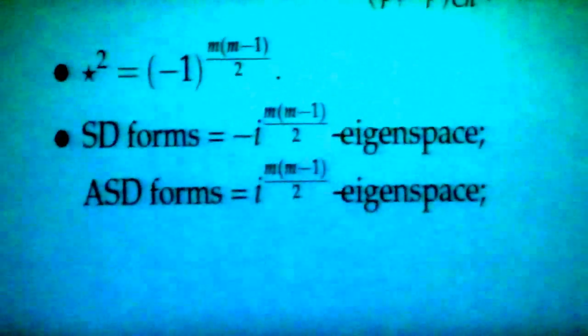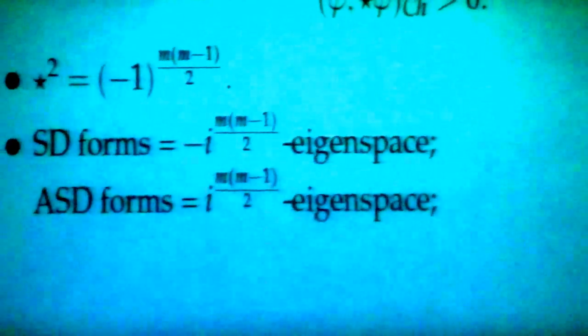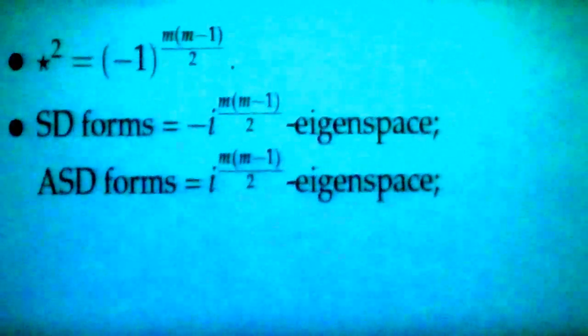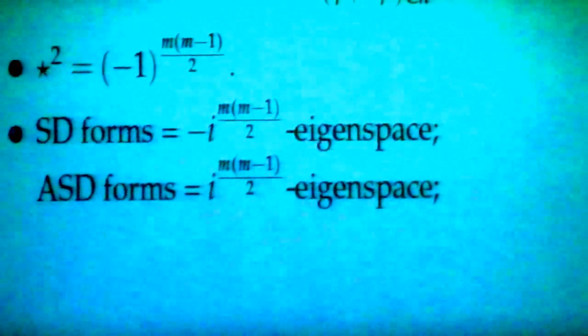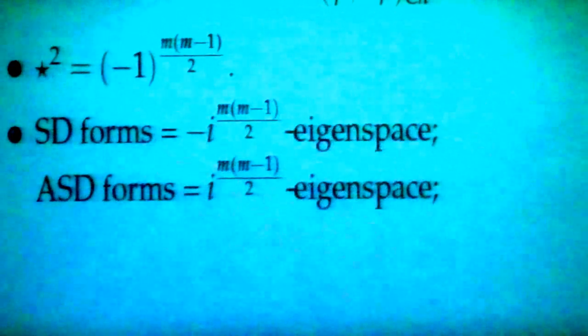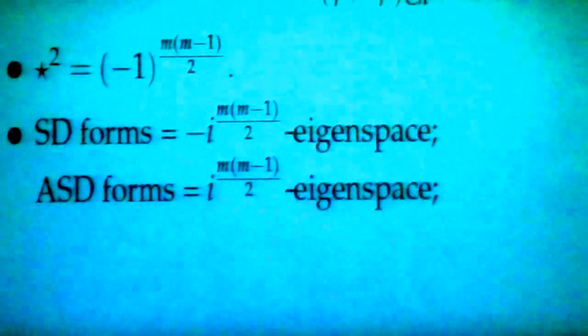Of course, in some cases, depending on the value of m, it will be that star of alpha is actually equal to minus alpha for a self-dual form, which is a little odd. But I'd like to just have a single definition that works for all dimensions.